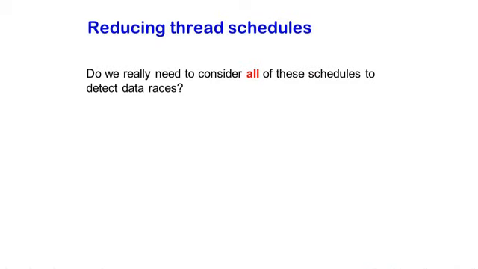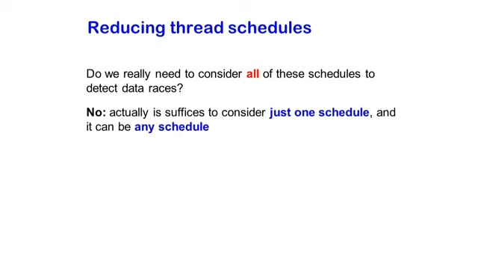Do we really need to consider all of these thread schedules to detect data races? Well, actually, the answer is no. It suffices to consider just a single thread schedule. And in fact, it can be any thread schedule we like. So GPUVerify relies on this observation, which I'm going to justify to you in a minute.